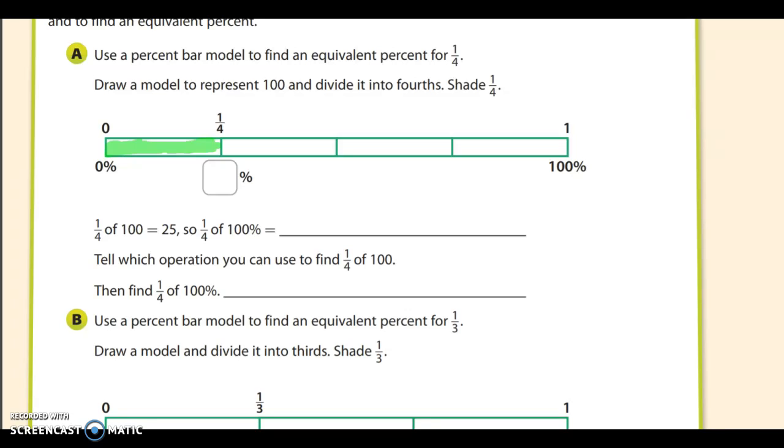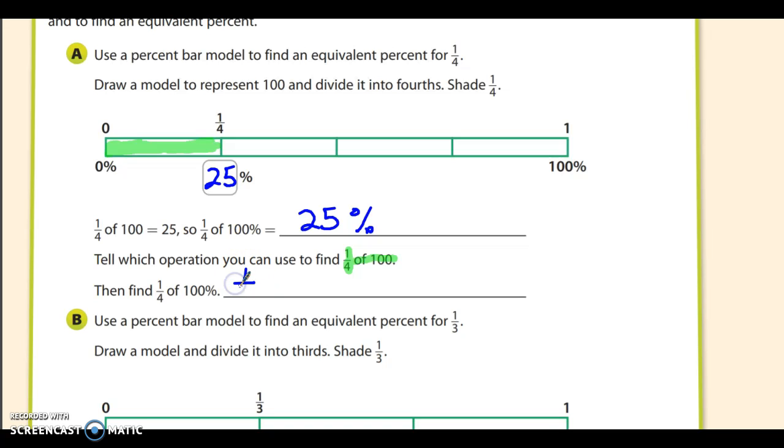And 1/4 of 100% is, and they kind of do it right down here, 25%. 1/4 of 100 equals 25, so 1/4 of 100% equals 25%. And then right down here, they ask us the same exact question, but they want to review a math problem from Module 4. In previous problems, we solved a problem like this: 1/4 of 100. That means multiplication. It says tell which operation.